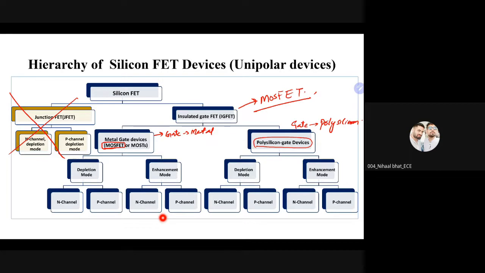But generally, actually, in MOSFETs, the gate should be made up of metal terminal, and source and drain are then made up of semiconductors. But in polysilicon based devices, the gate is made up of polysilicon, and source and drain are made up of semiconductors.